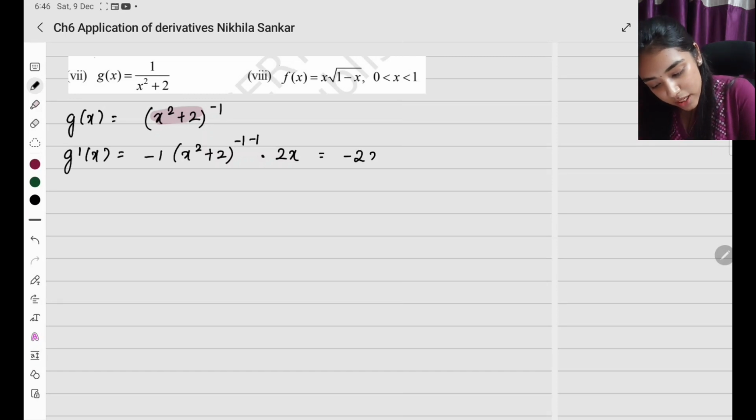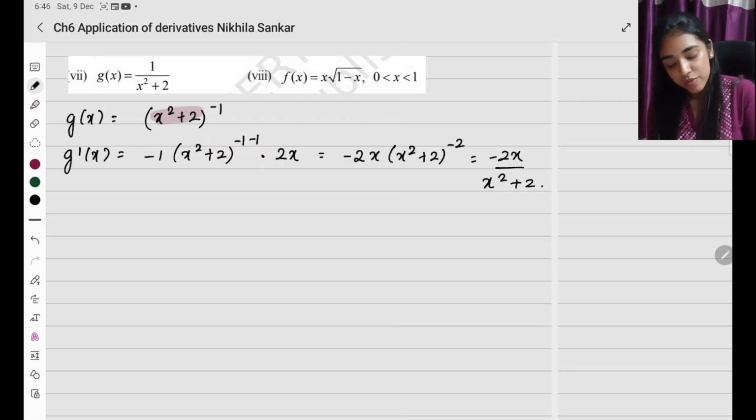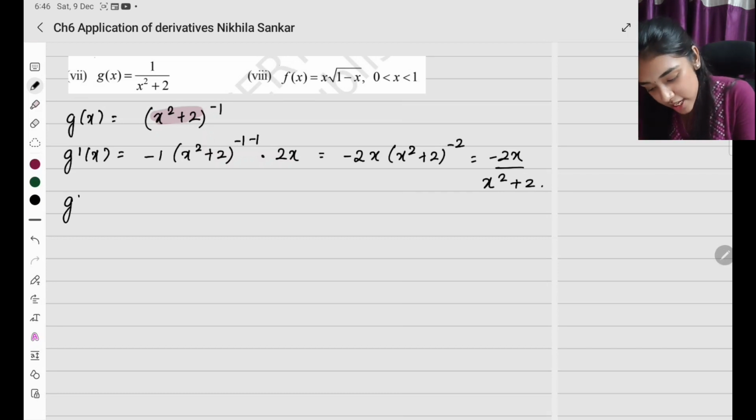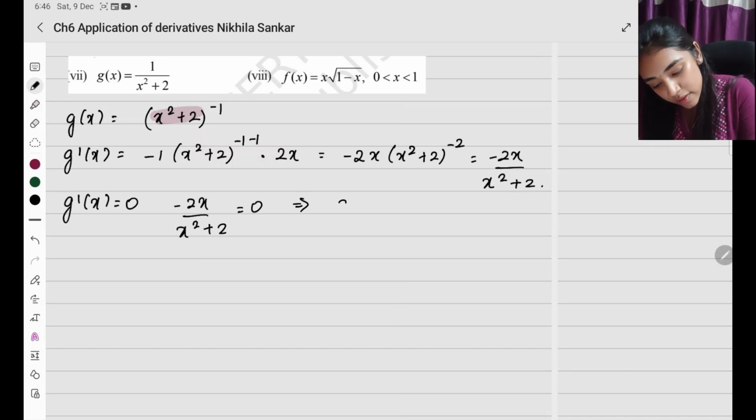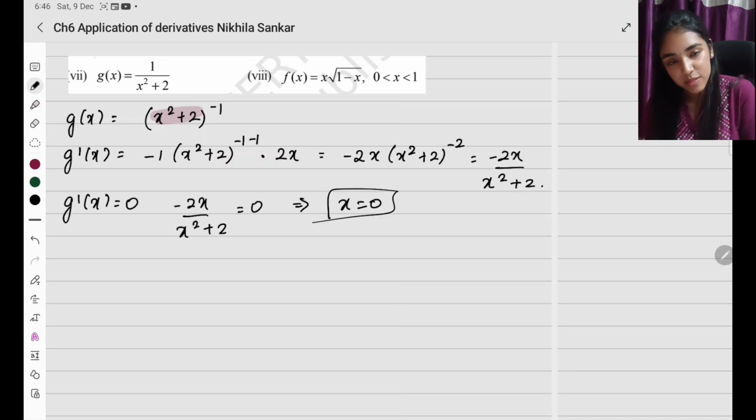So this is what we have. Multiplying by minus, 2x times x square plus 2 to the power minus 2, which is going to be minus 2x divided by x square plus 2. So this is going to be my g dash of x. Now when I equate this to 0, I have minus 2x divided by x square plus 2 equals 0. From this I have x equals 0. So this is my critical point.